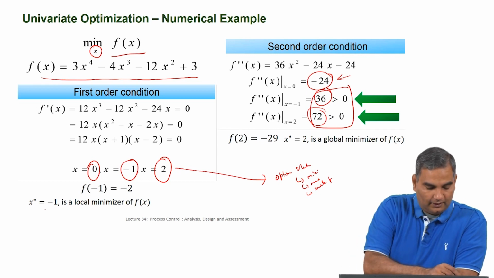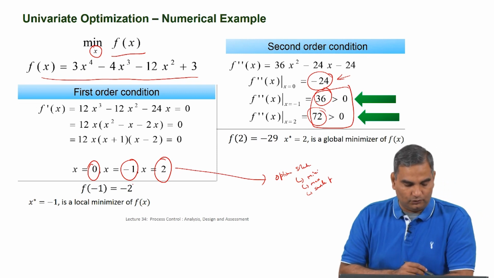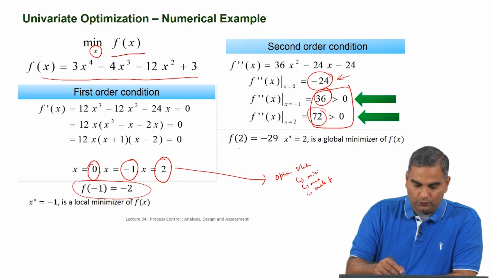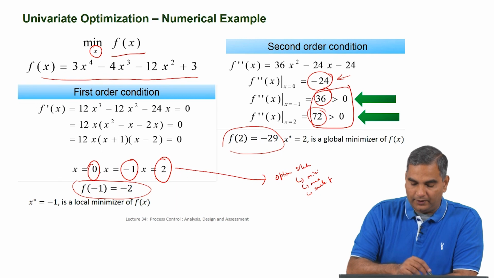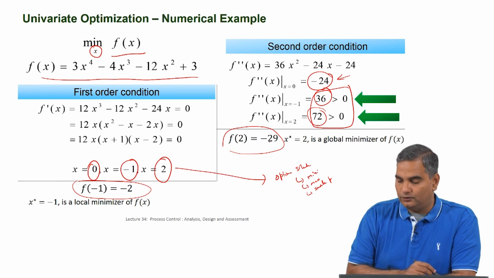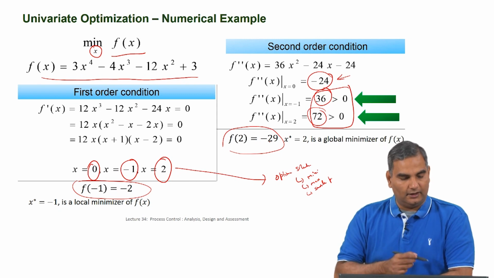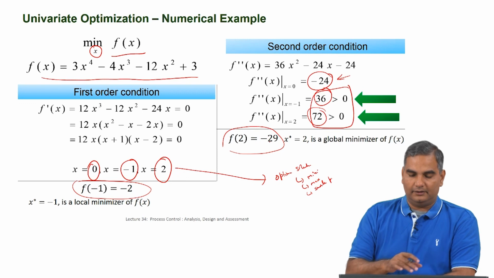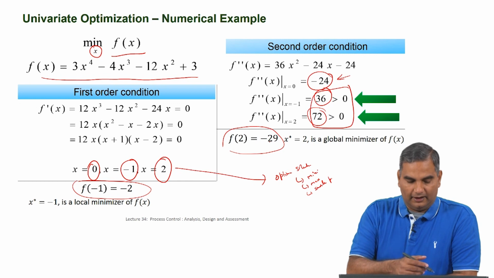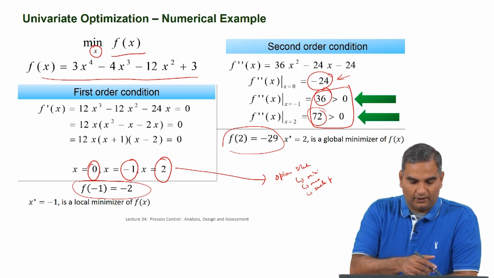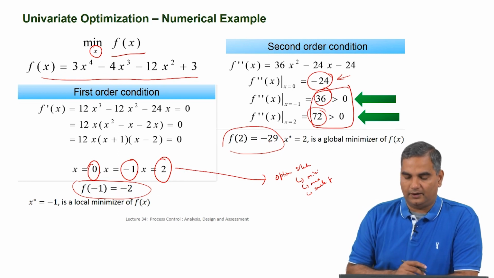If you substitute x star is minus 1, you will get a value for f of x which is minus 2. And when you substitute x equal to 2 in f of x, you get minus 29 for the function value. So among these two minima points, this x star equal to 2 is a global minimizer of f of x. So this is basic idea of univariate optimization. So take a look at this slide, please go through the derivations yourself, and basically as long as you are able to come to the same conclusions, you have understood very simple univariate optimization.